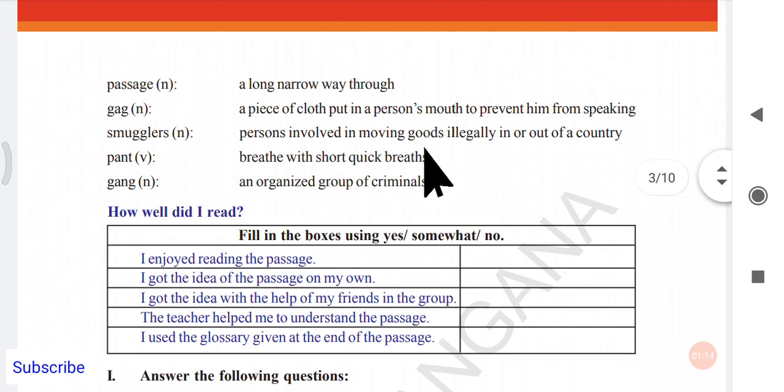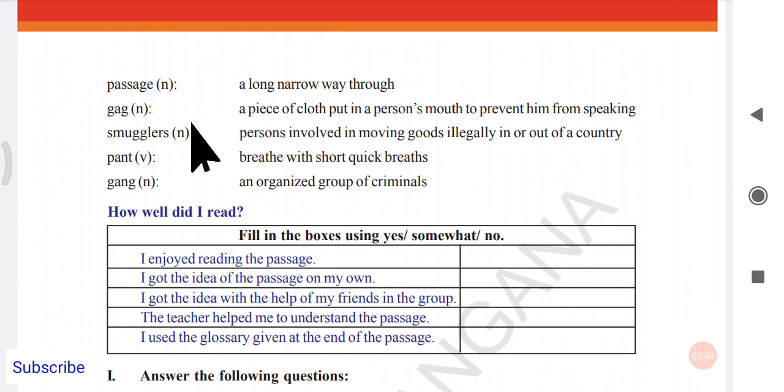Next, passage, a long narrow way through. Here, passage does not mean the passage that you have on paper. Those passages are called paragraphs. Passage here means a small way. In Telugu we can call it irukudari. So that is called a small passage.